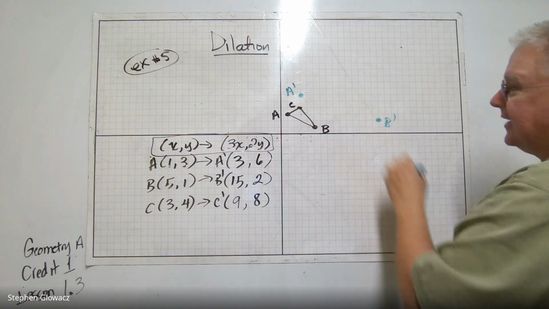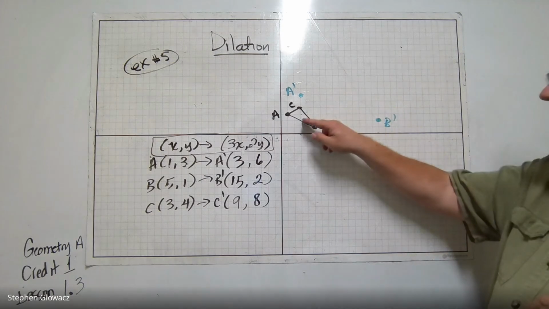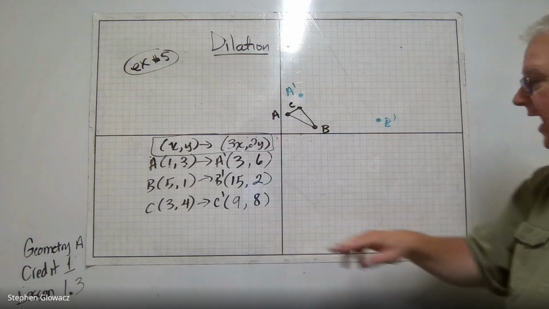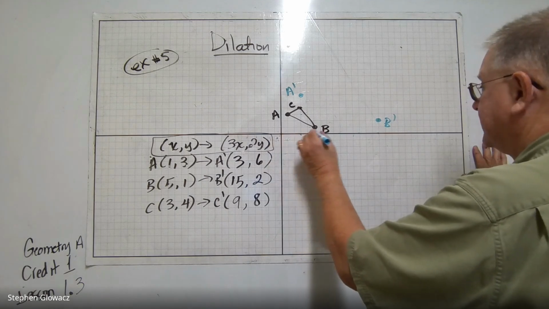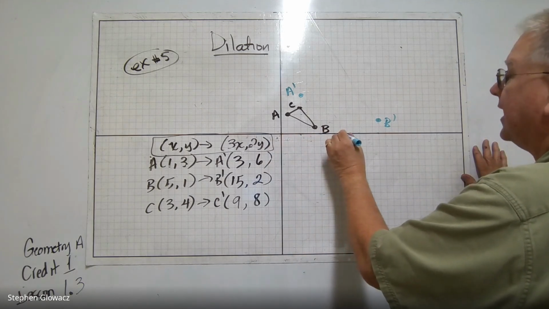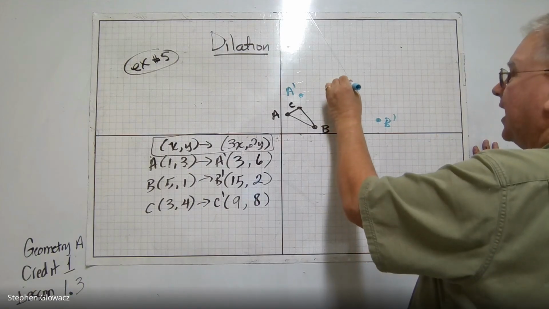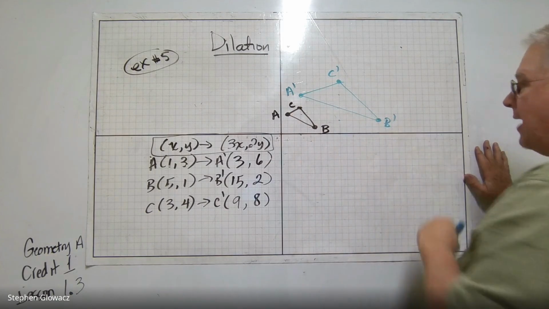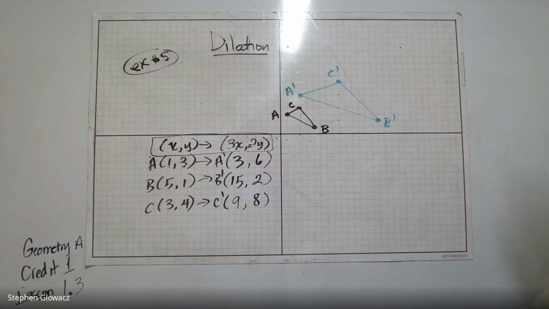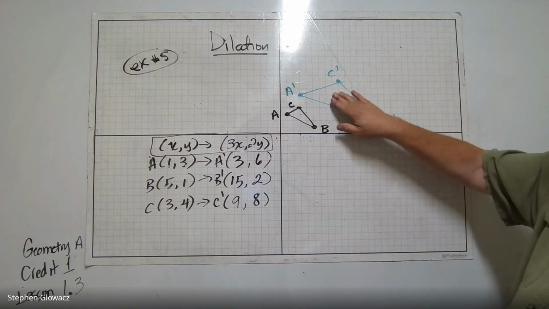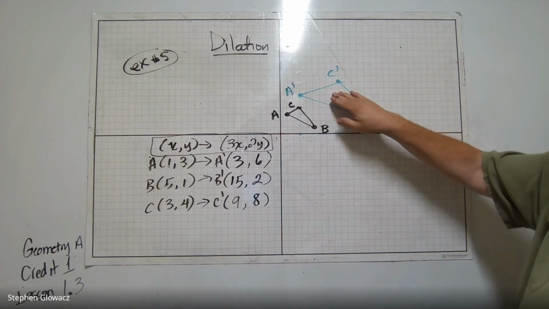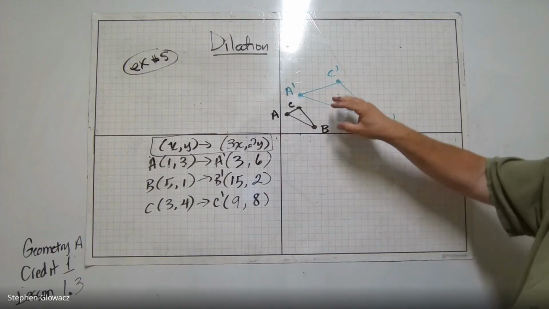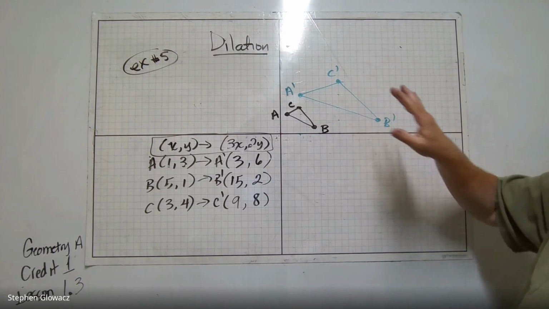And you can already kind of see that this image is going to be much bigger than the pre-image. And finally, C prime is (9, 8). So we're going to go over 3, 6, 9 to the right, 2, 4, 6, 8 up. And that'll be C prime. And so we're going to connect those points, and we have our dilation. And so once again, notice that while the figure is the same shape, allowing for maybe me not drawing it perfectly, but it's pretty good, I think, it is definitely not the same size.